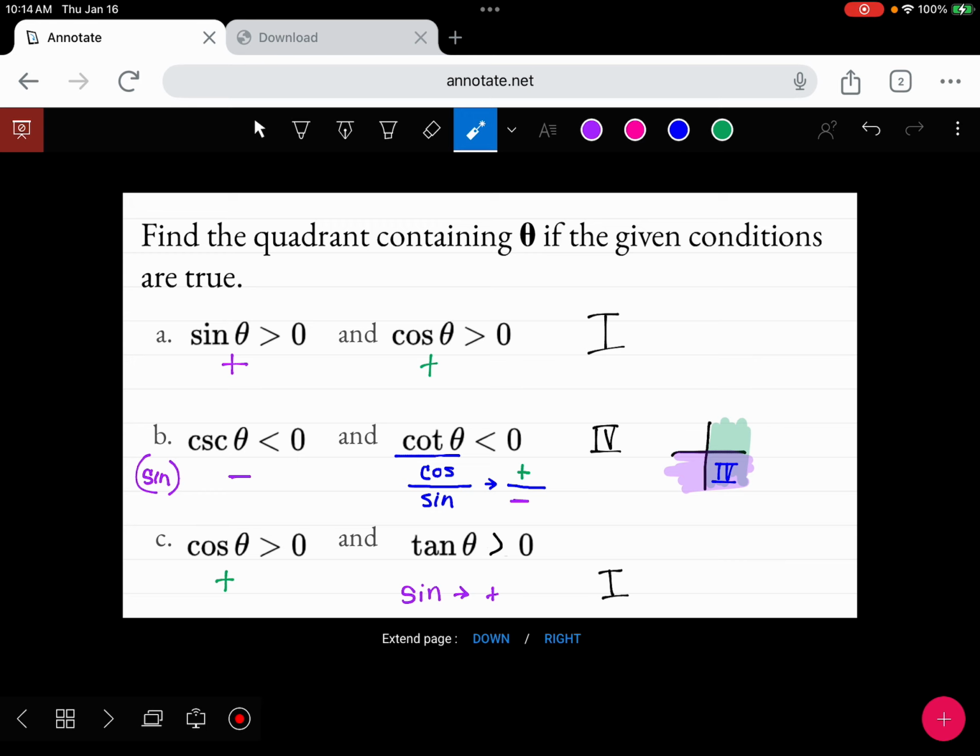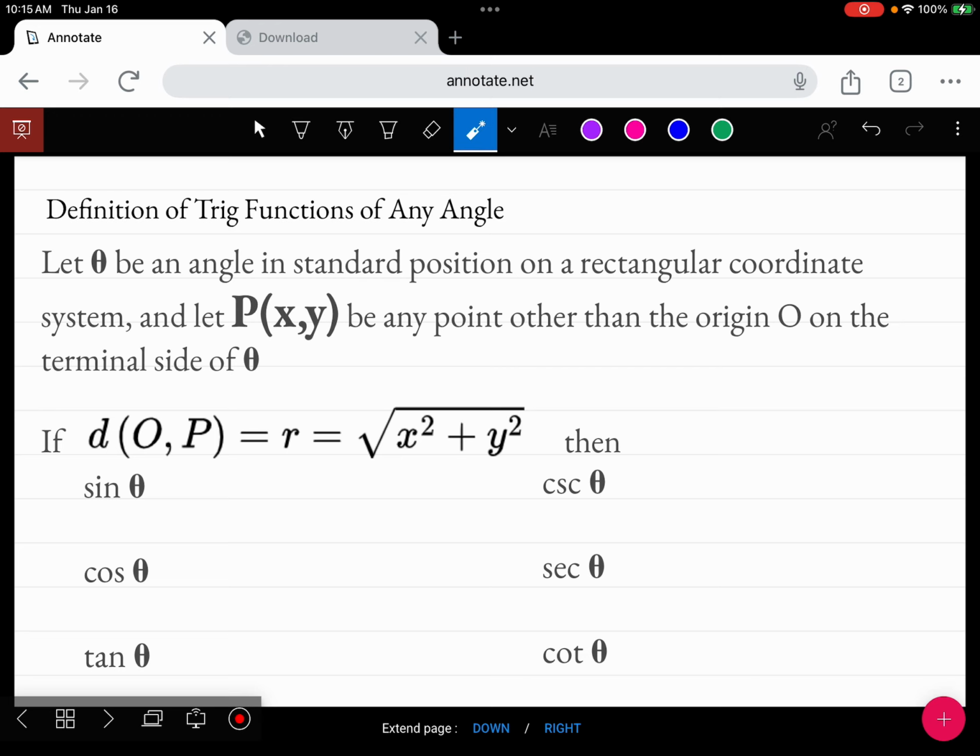Okay, so the next thing we're going to do is we are going to look at points.